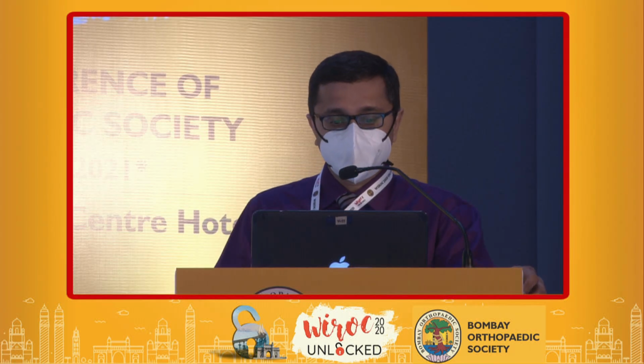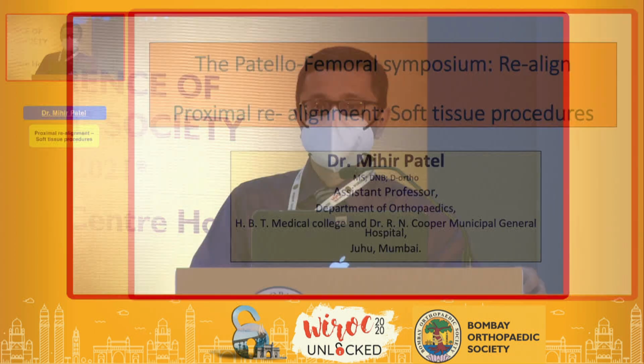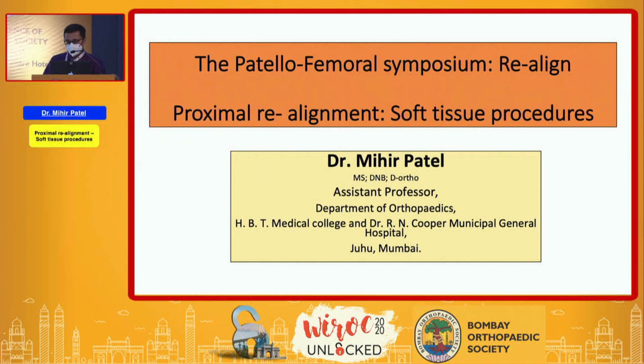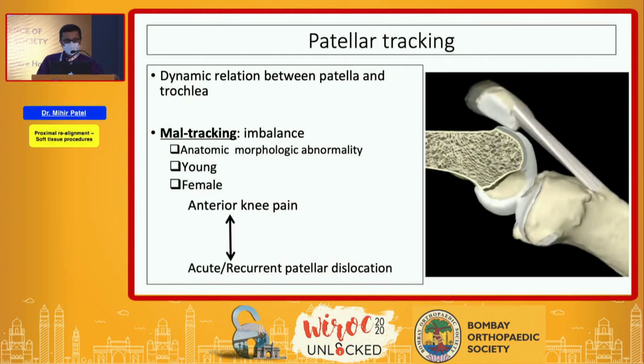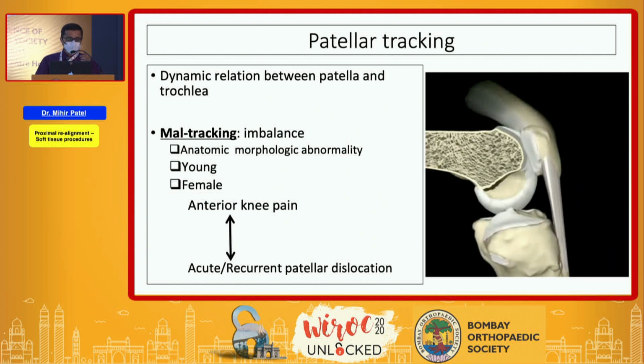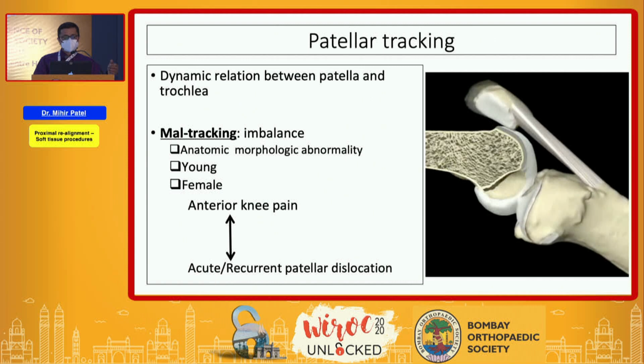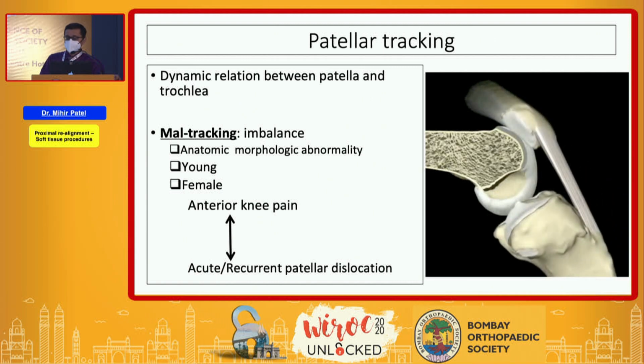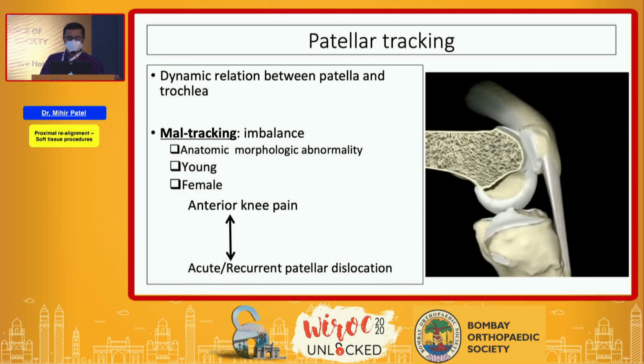I'm going to talk about proximal realignment, soft tissue procedures that we use to realign the maltracking. So patellar tracking is nothing but a dynamic relationship between the patella and the trochlea. And maltracking is imbalance which most commonly occurs because of anatomic morphologic abnormalities, most commonly in young females.